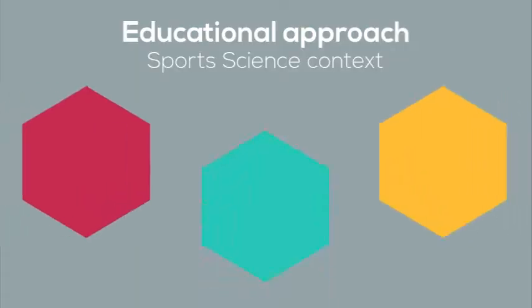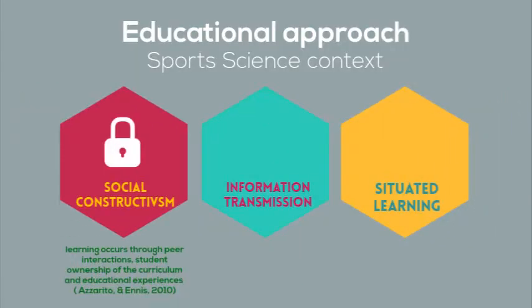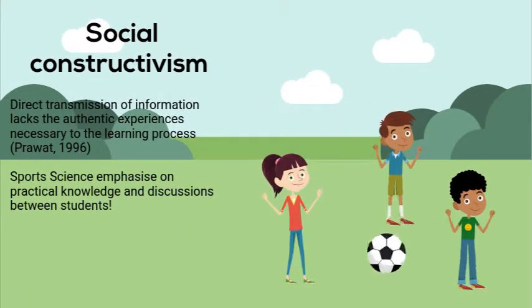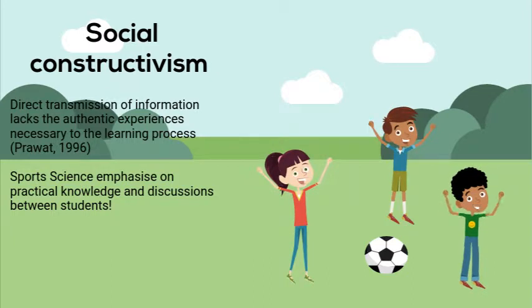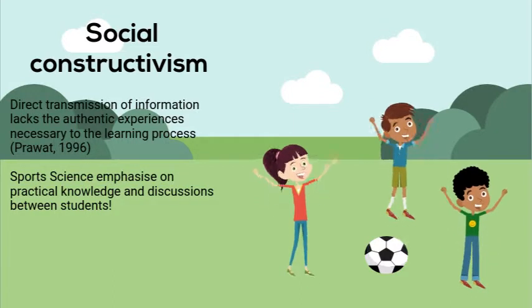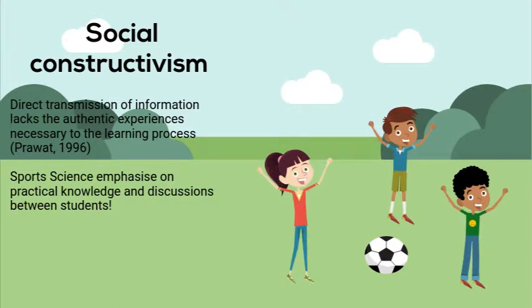For educational approaches in sports science, the three most common approaches I have noticed are social constructivism, information transmission, and situated learning. For social constructivism, it focuses on the shift from directive teacher-centered approaches to student-centered approaches, and there is a greater focus on problem solving in real life among students. In sports science, it is important for the learners to understand the reason as to why the learned skills are applicable in a certain situation, so that the learners are not limited to only that.